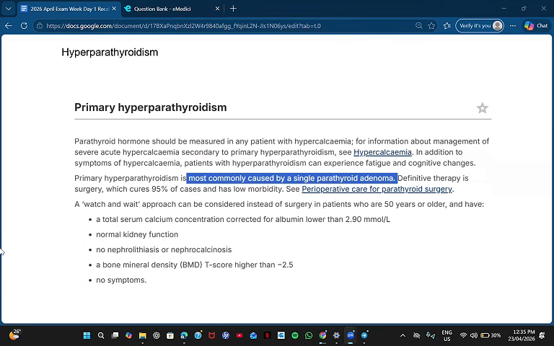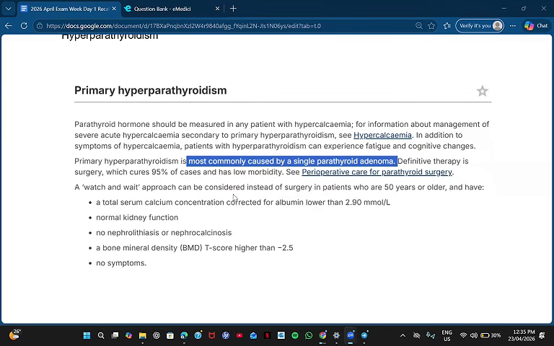Okay. So primary hyperparathyroidism, what is it? We have primary, secondary, and tertiary, right? So what is primary hyperparathyroidism? It's most commonly caused by a single parathyroid adenoma. So you already know, right? Primary means inside the gland, the parathyroid gland, right? So because of that, there is an adenoma inside the gland. So for the primary one, the definitive therapy is surgery, right? If there's an adenoma, we have to remove it, which cures 95% of cases and has low morbidity, right?